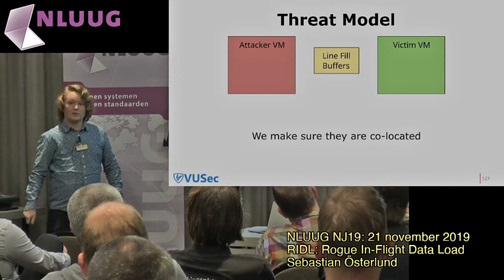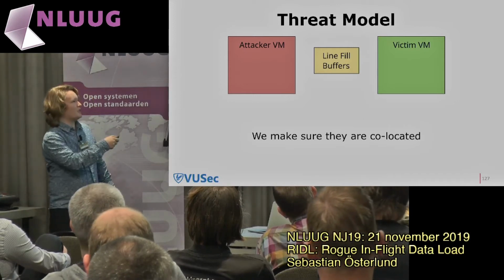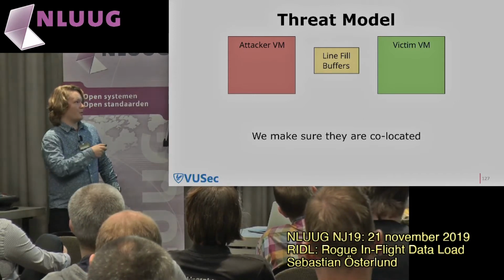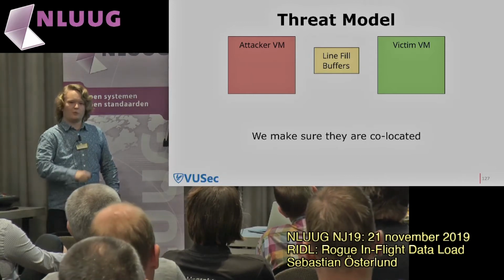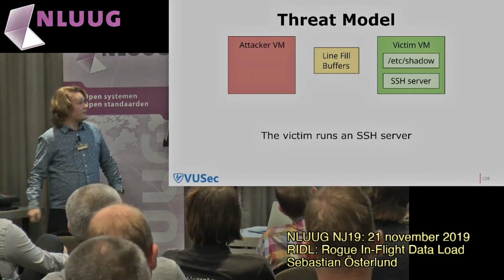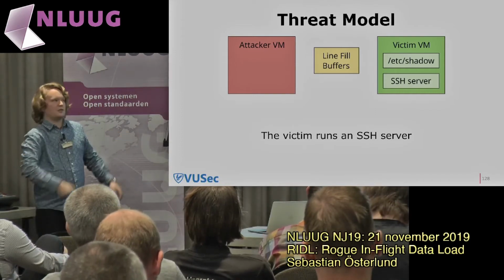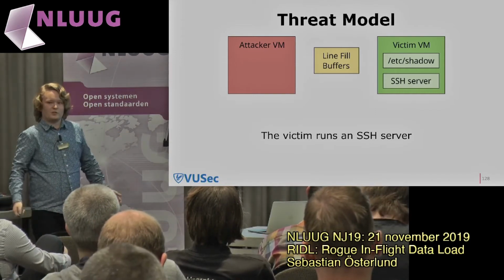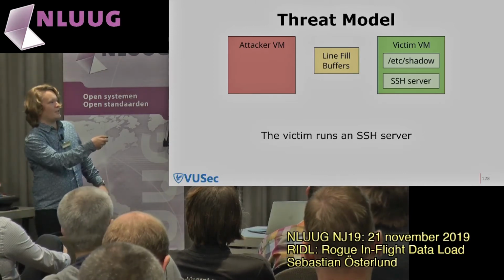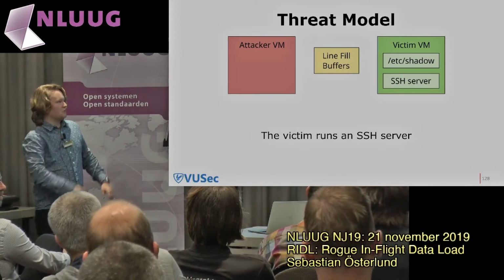This is possible to do, by the way, on some cloud providers. I think most of the major ones actually don't share hyperthreads nowadays, but some of the smaller vendors still do this. So on the victim VM, again, we can leak the etc shadow file. Let's take that as a target because it's an obvious target. Typically, a victim is running an SSH server, right?